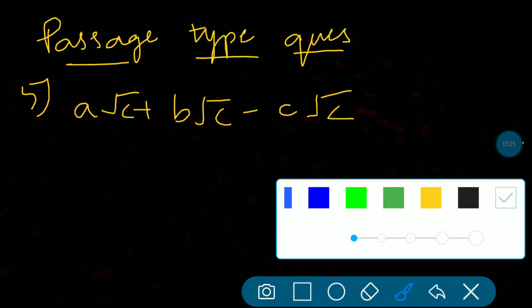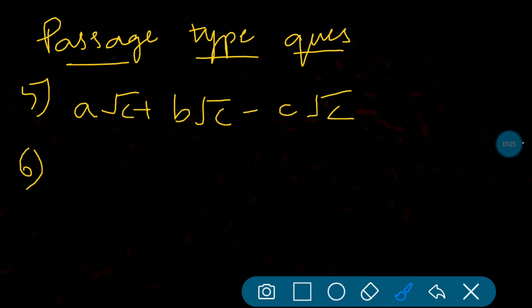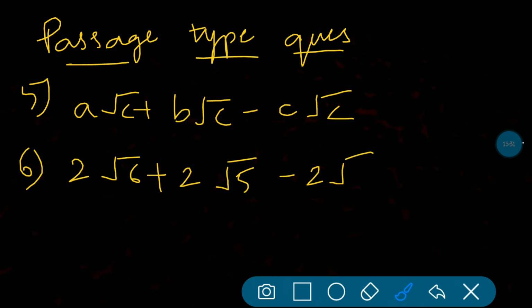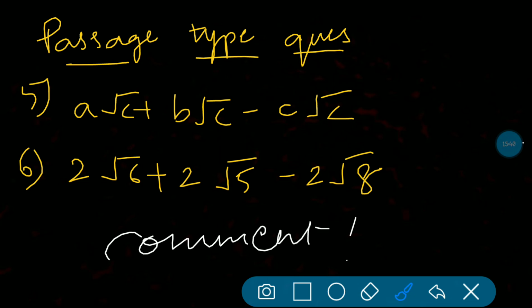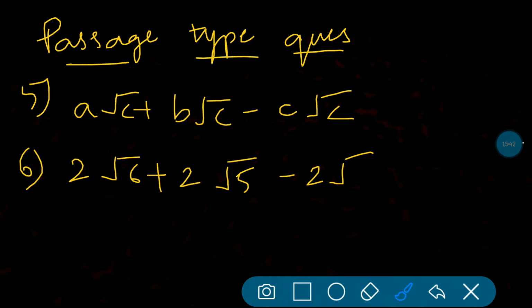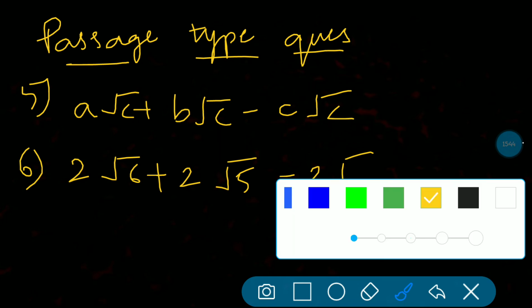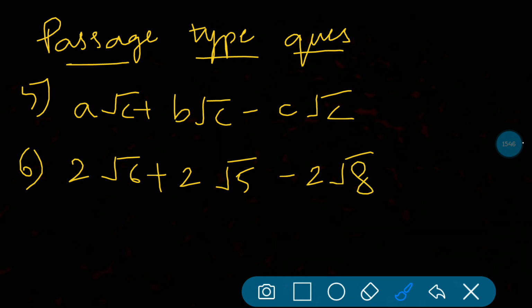Okay, so sixth question, let's look at it. 2 root 6 plus 2 root 5 minus 2 root 8. Solve this also and comment it quickly because this is also a very simple one. Comment it. Yeah, it was very quick.